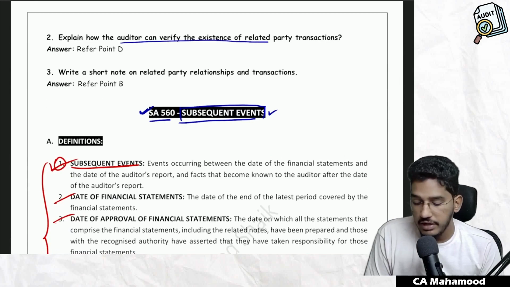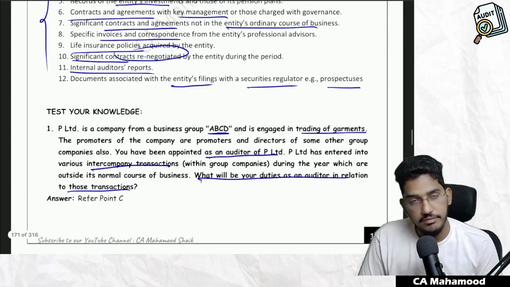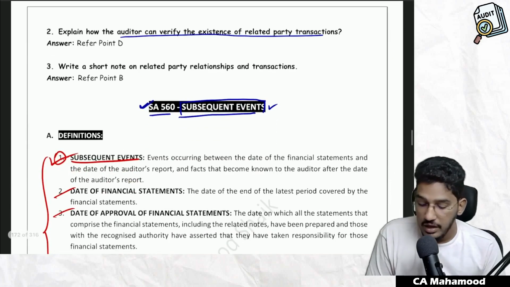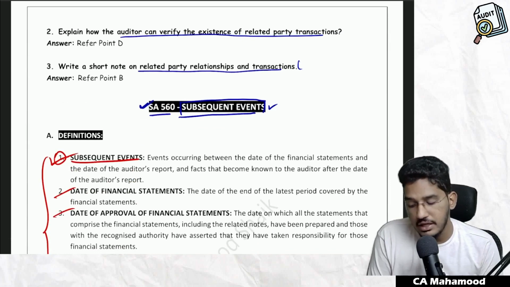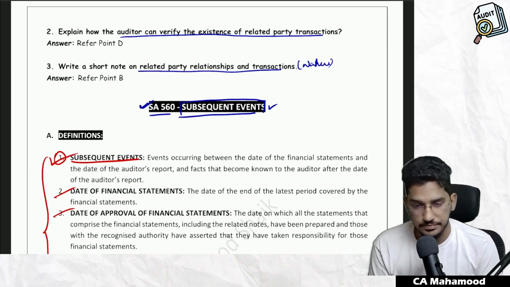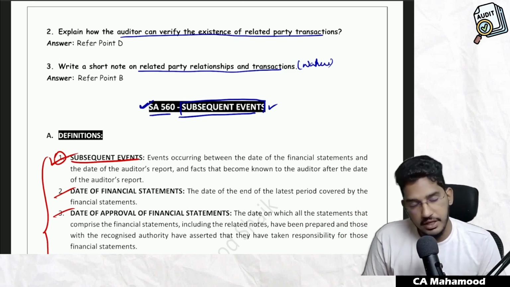Next one. Explain how the auditor can verify existence of related party transactions. This last part they are talking about how the auditor can verify existence of related parties. Write a short note on related party relationships and transactions. They are indirectly asking you about the nature of related party transactions. So just write the second point. Understood? So that's all regarding this SA 550 related parties.